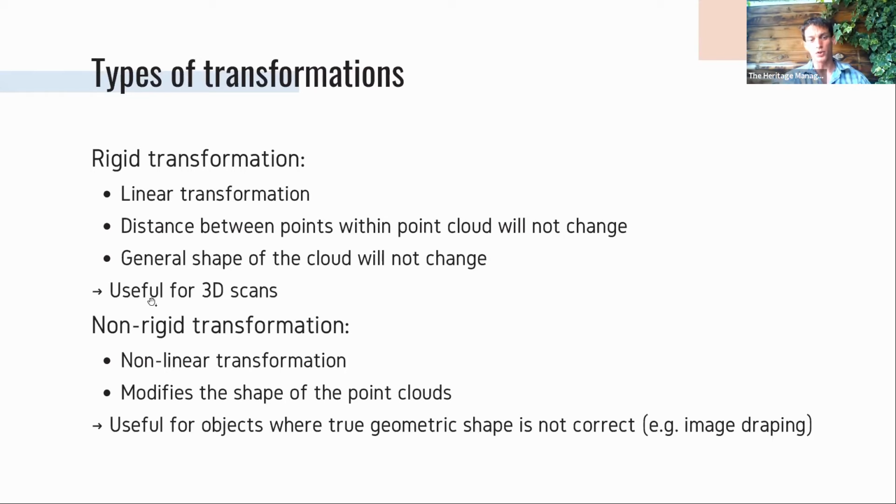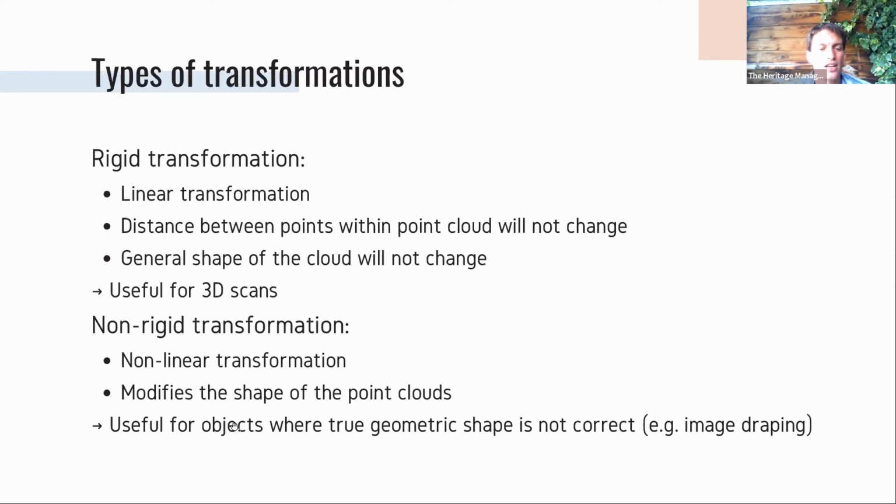When is this useful? You can use this when the true geometry of the shape is not correct beforehand. So if you have, for example, a very bad image, or an image with all the distortion still included, you will use a non-rigid transformation to correct for all the lens deformations and scanning deformations that are included in that part.